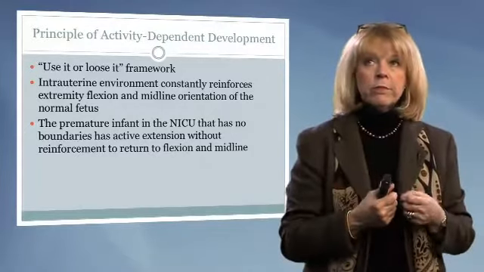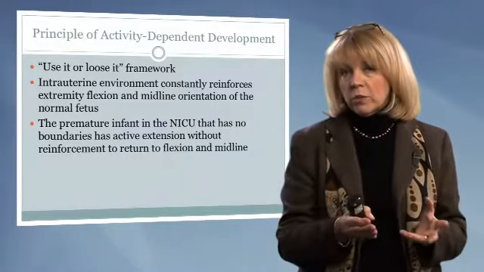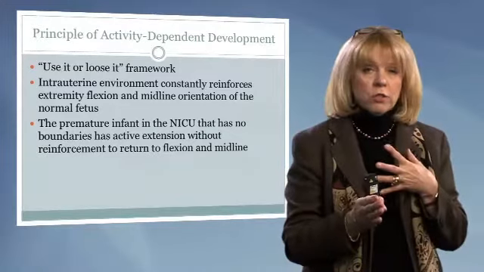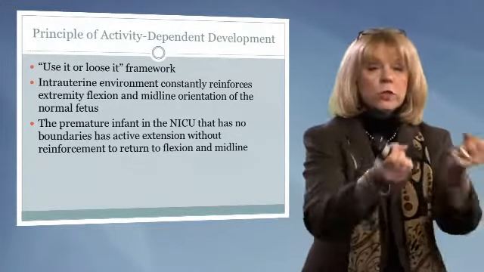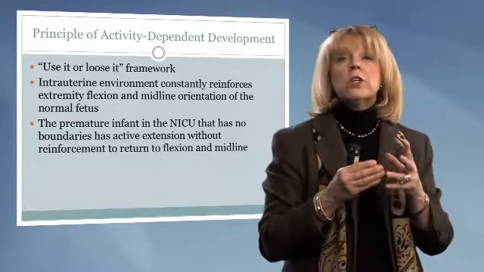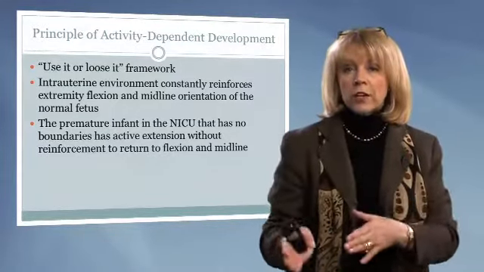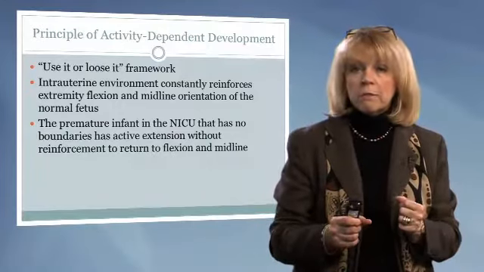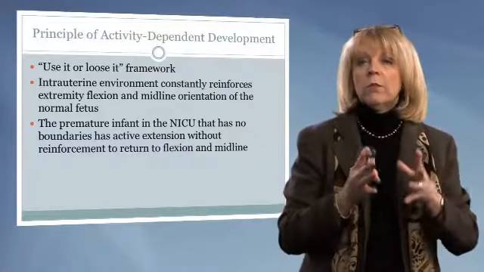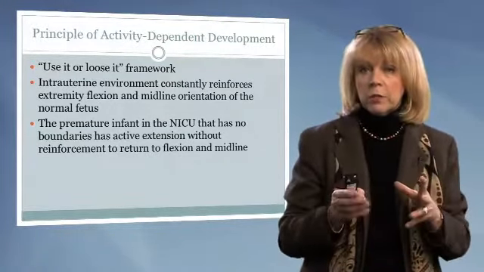All right, so that intrauterine environment is constantly giving input on midline, physiologic flexion, containment, giving him all of that input. Okay, what happens when he gets to us? We may not have any boundaries. He still has active extension, but he may not have any reinforcement to return to flexion and to midline. So what do we have to do? We have to provide it to him because we really want him to establish good growth and development patterns, because we said right in the very beginning, our infant is moldable. We have the ability to help him have good musculoskeletal development.